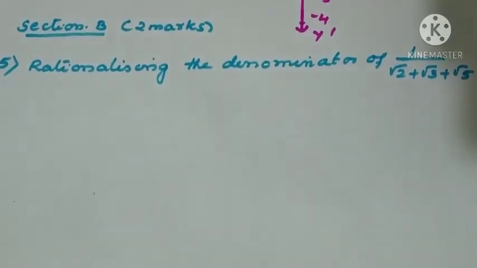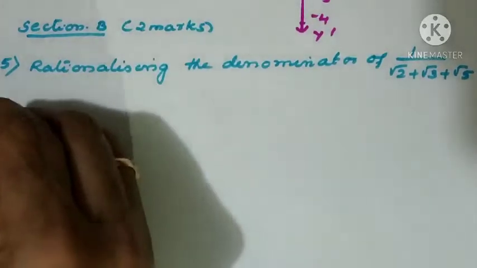Section B, 2 marks. Rationalizing the denominator of 1 by root 2 plus root 3 plus root 5. So here we have to do the whole steps because it is a 2 mark question. So I will write the solution.